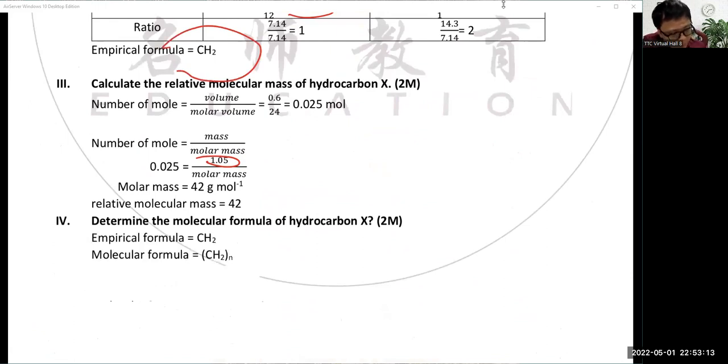So the molecular formula will be bracket n, and this bracket n is the actual formula mass, actual formula. Then the actual formula mass is 42, so you can equate it. So C is 12, H is 1, times n equals 42, you'll get n equals 3. Then substitute n equals 3 inside, you'll get C3H6.